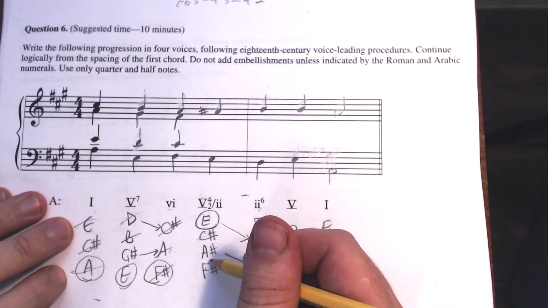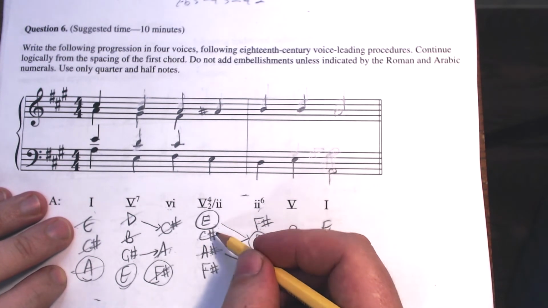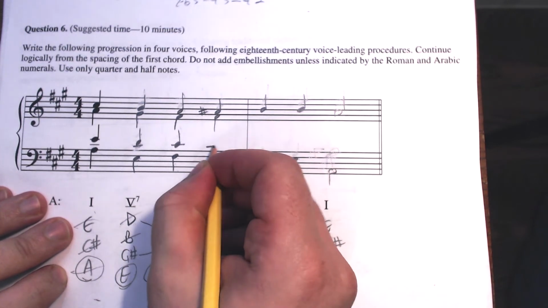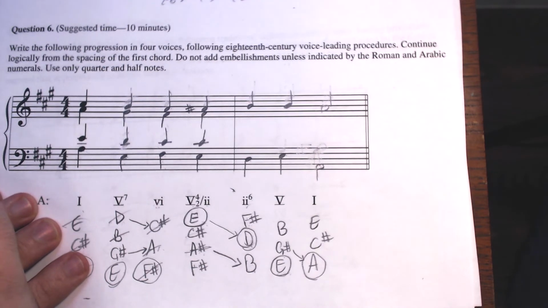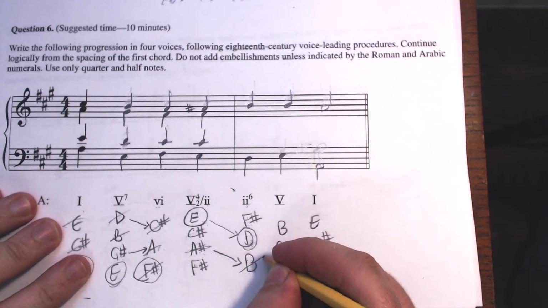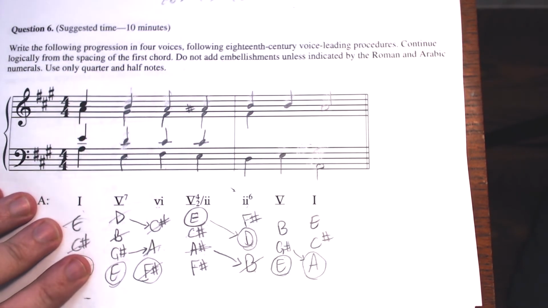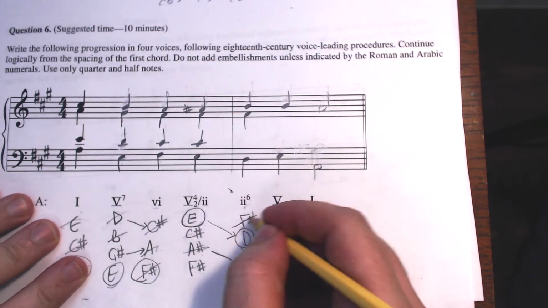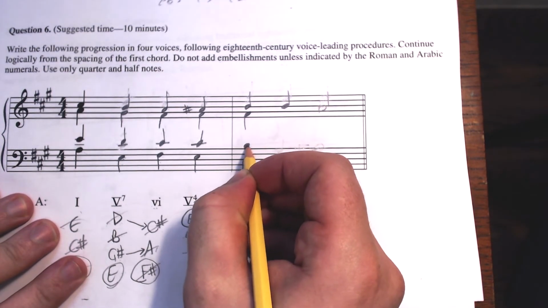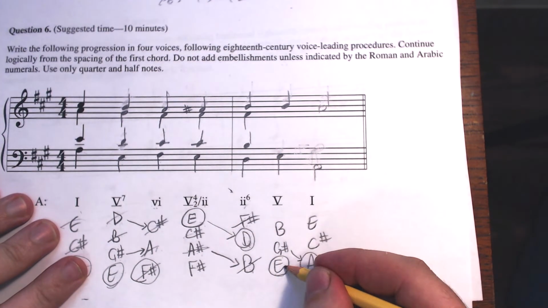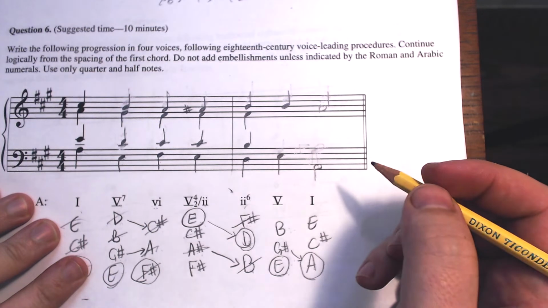F sharp, A. We've got A sharp already, so we need C sharp and F sharp. Hey, you know what? We're already on them. That's great. Okay, and this next one we've got B and D, so we need F sharp. Obviously, alto is going to sing F sharp. We've got all three notes now. What are we going to double? Let's try to double the B. Looks good. Then E, G sharp, B. We've got E and B. Who's going to sing G sharp?